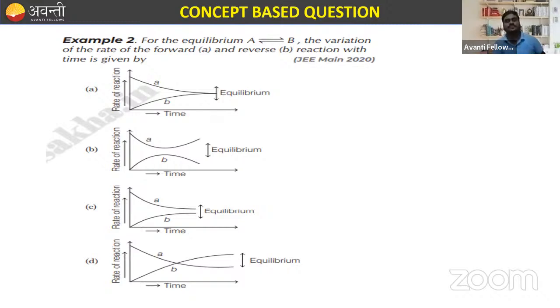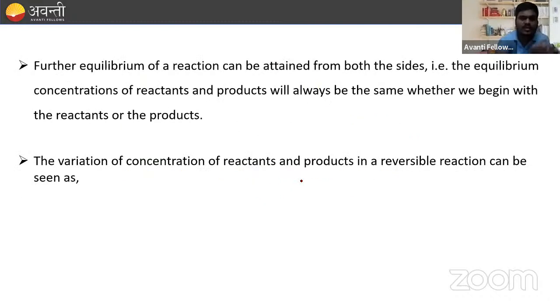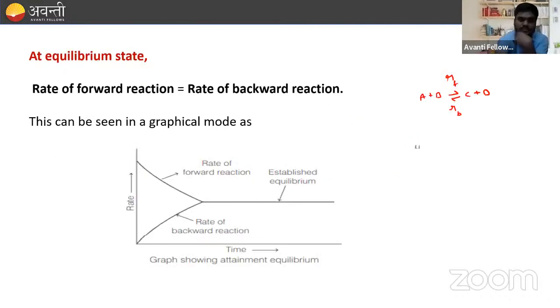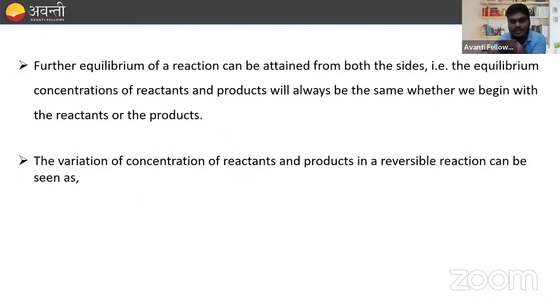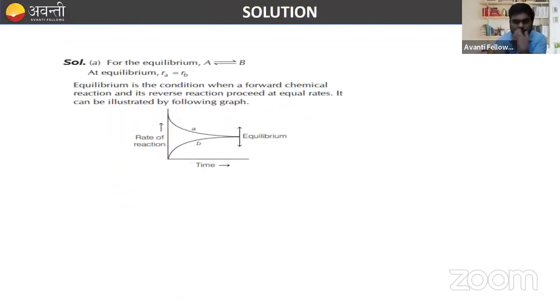Okay, so we already saw this. As we see that there is a decrease in the rate of the forward reaction, and there is an increase in the rate of the backward reaction, right? So this is the graph we obtained, and it is nothing but this graph. So at equilibrium, the rate of forward reaction will equal the rate of the backward reaction. So this is absolutely correct.